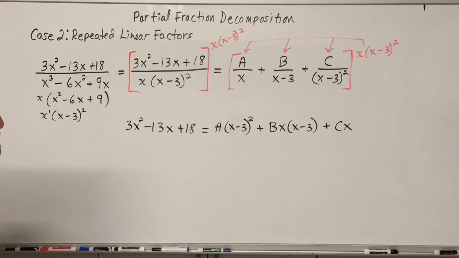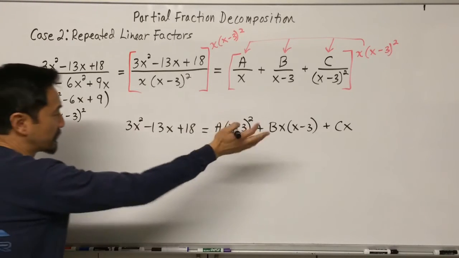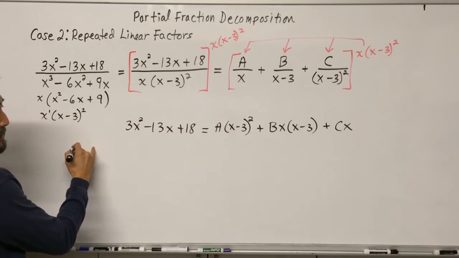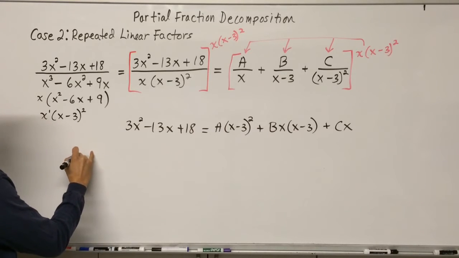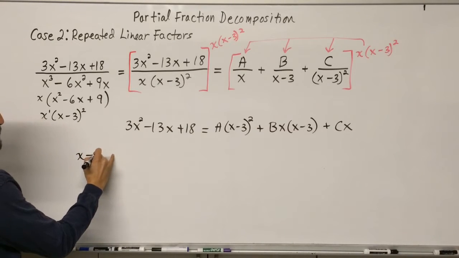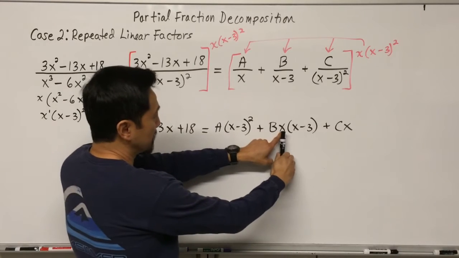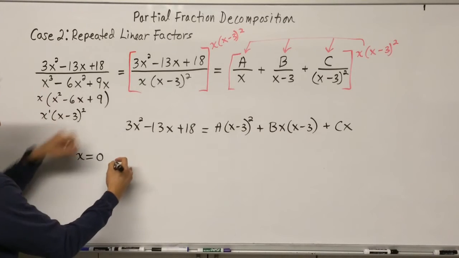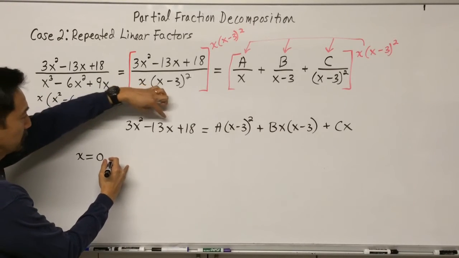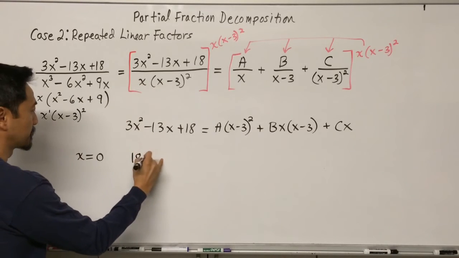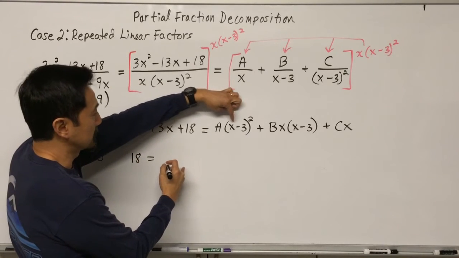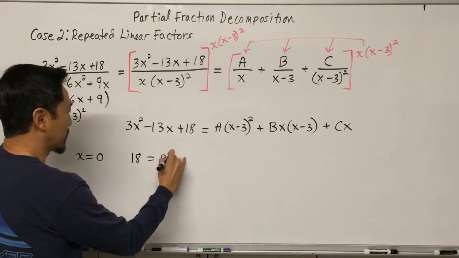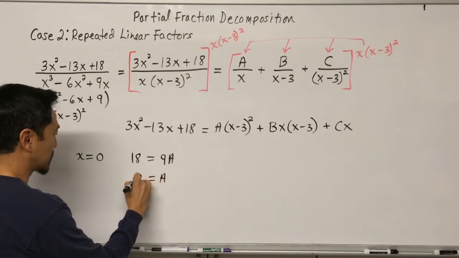Now we can use the convenience method. Okay? We call that method 1 in class. I'm going to plug in some numbers to make things cancel. I can see that if I plug in x equals 0, then this term will fall off, will go away, and that term will drop off, right? So plugging in 0 into the left and right, that goes away, you're left with just 18. Okay, and that equals now what? 0 minus 3 is negative 3, squared is 9. So that gives us 9a, and then we immediately get a equals 2.